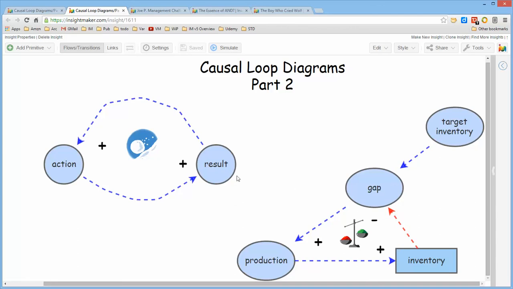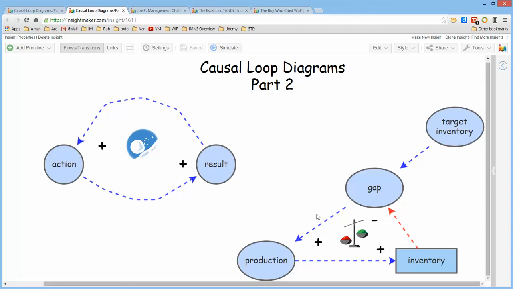Reinforcing loops always run into limits sooner or later. Nothing grows forever. And balancing loops always have a goal, and it's good to know what the goal is. What is it that the balancing loop is trying to bring balance to? So those are the two kinds of structures.